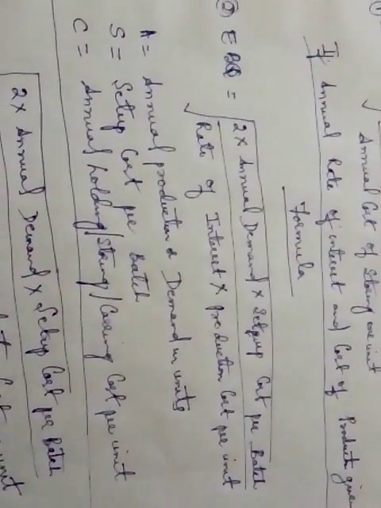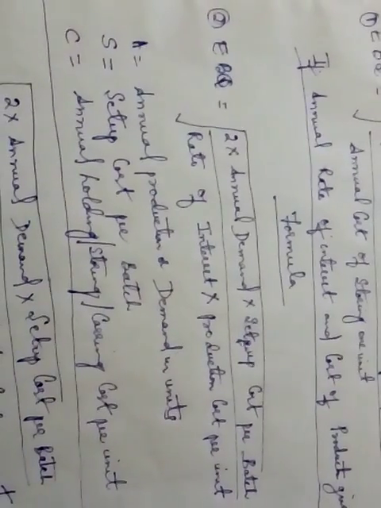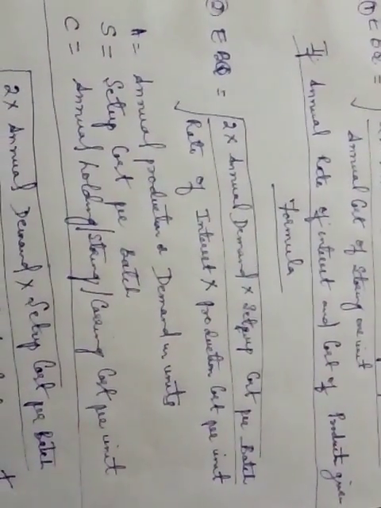So here A stands for annual production or demand in units, S stands for setup cost per batch, C stands for annual holding or annual storage or carrying cost per unit.